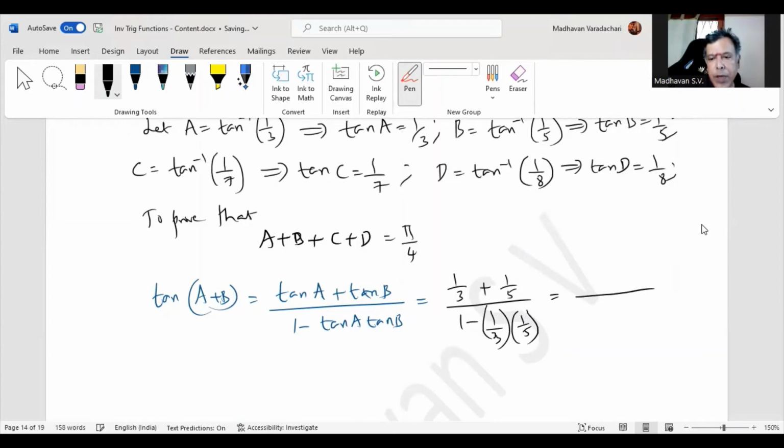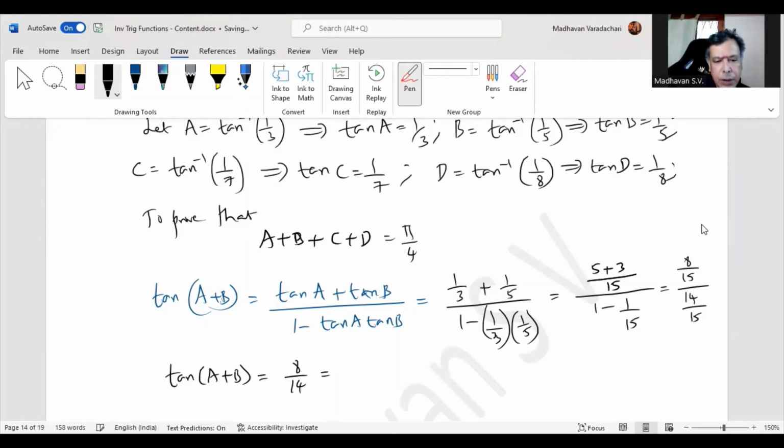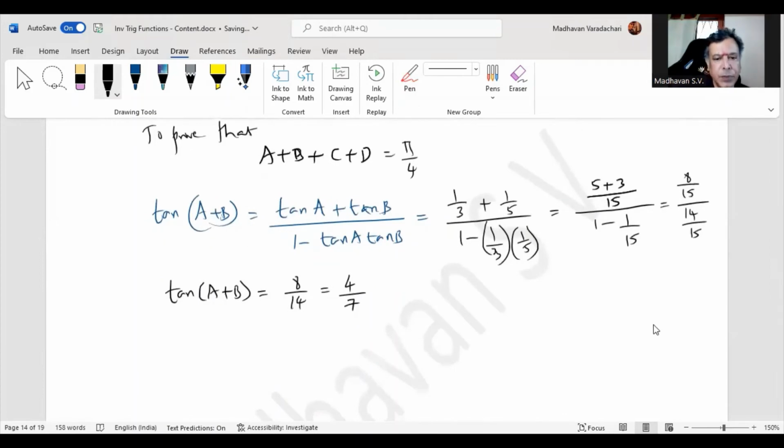So the denominator is 1 minus 1 by 15. In the numerator, the LCM is 15, so here we will have 5 plus 3. So this will become now 8 by 15 divided by 14 by 15. Or I will say tan of A plus B is nothing but 8 by 14, which can be simplified as 2 4s are 8, 2 7s are 14. So tan of A plus B is 4 by 7.